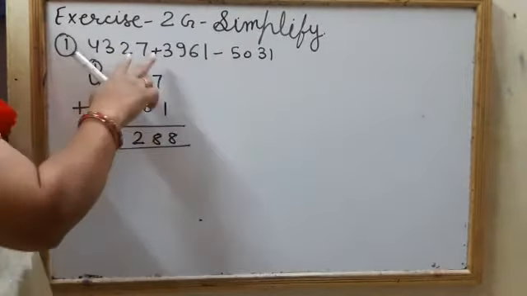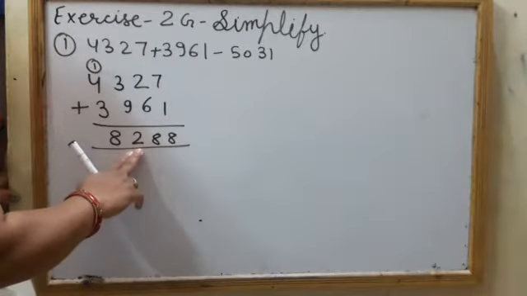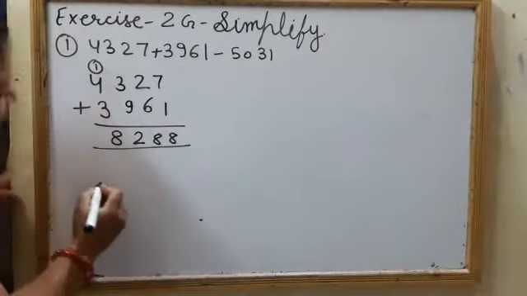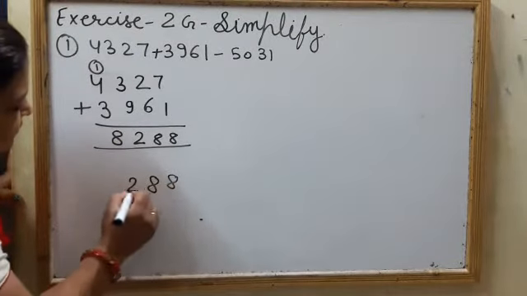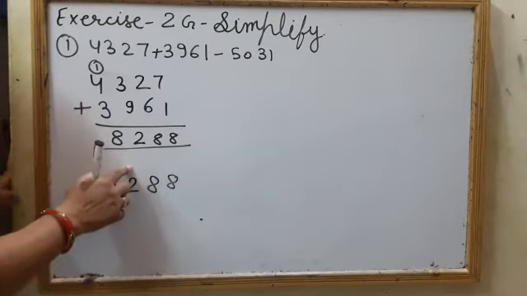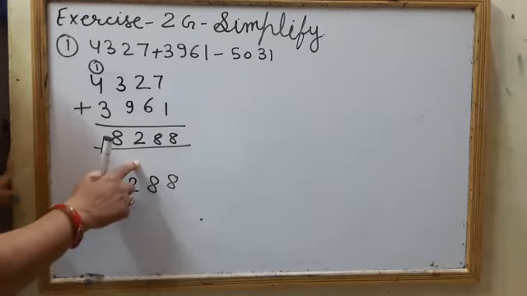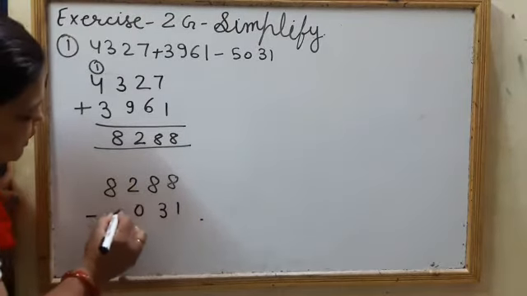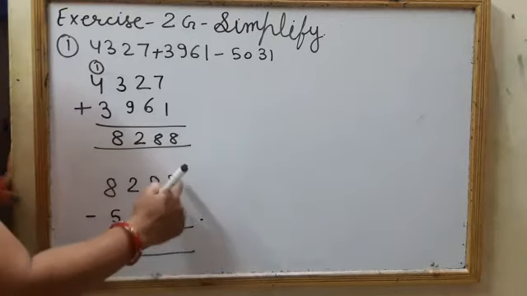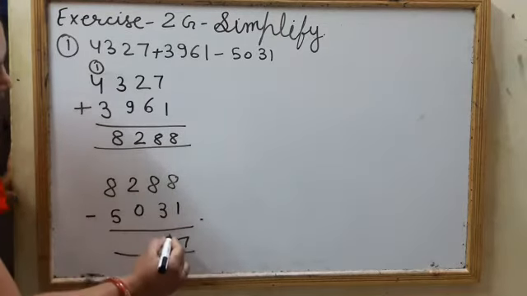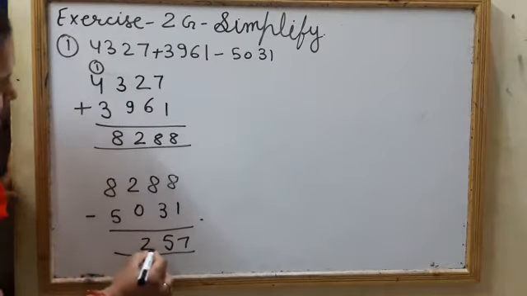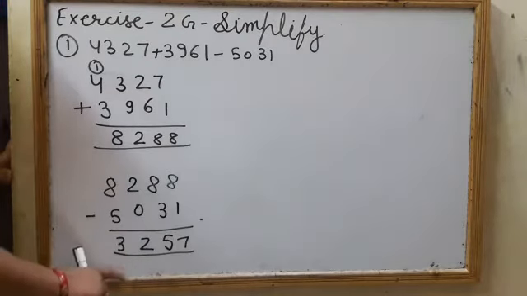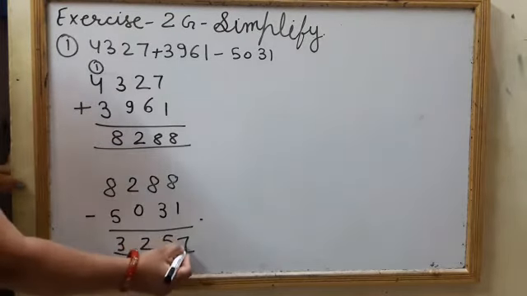Understand? First we will add these two numbers, then we will get the answer. Out of that answer, we will subtract this number like this. You have to leave one or two lines here in your notebook because carrying and borrowing, whatever it is, we will write it here. 1, 3, 0 and 5. 8 minus 1 is 7. 8 minus 3, 5. 2 minus 0 is 2. 8 minus 5 is 3. In this way we will solve, and this is our final answer. Okay?